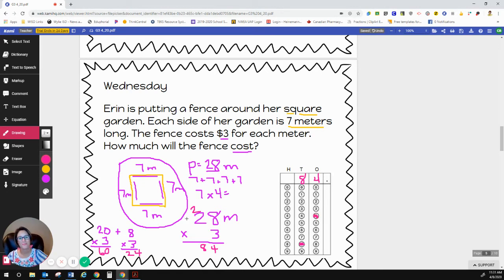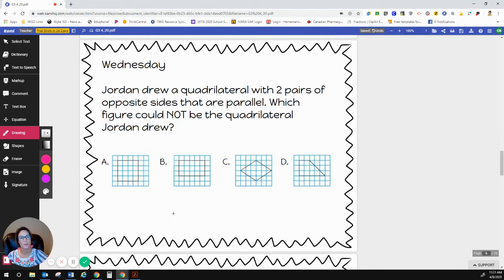All right. Our next one. Jordan drew a quadrilateral with 2 pairs of opposite sides that are parallel. Which figure could not be the quadrilateral Jordan drew? Remember we talked about knots. When we see a knot question, that means 3 are right and 1 is not. Okay, so let's think about what we know.